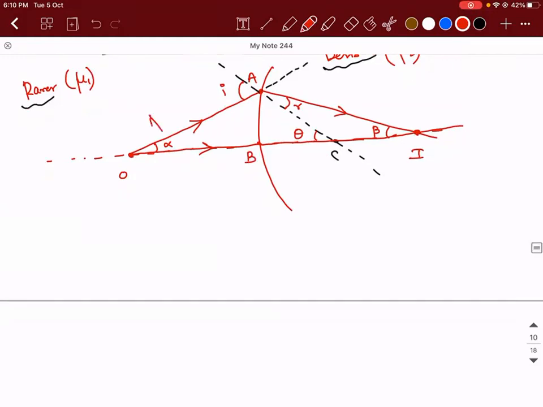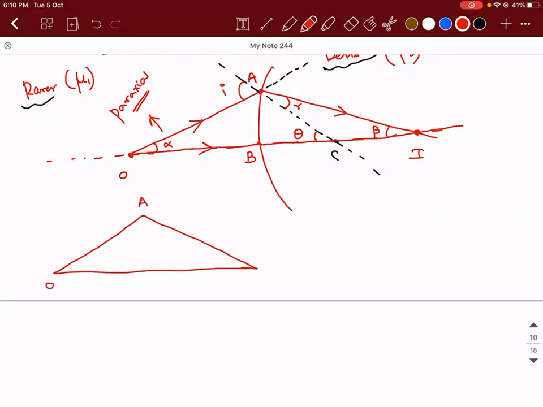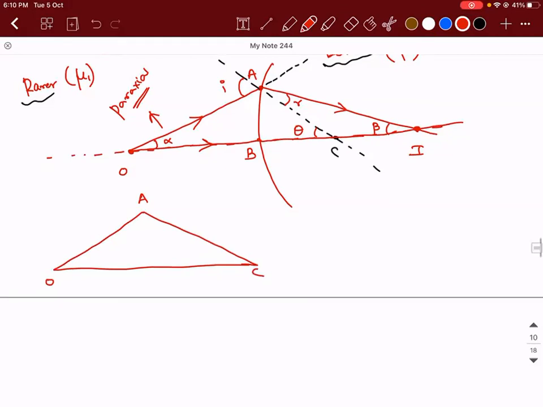Now, remember one more important point, these are all paraxial rays. What do you mean by paraxial? Those rays which are closer to the principal axis. Okay. So these are all the paraxial rays for which, listen to this carefully, if I consider the triangle AOC where I extend this like this, then this angle will be i, this will be alpha, and this will be theta. Correct? So what is the relation between all these three angles?